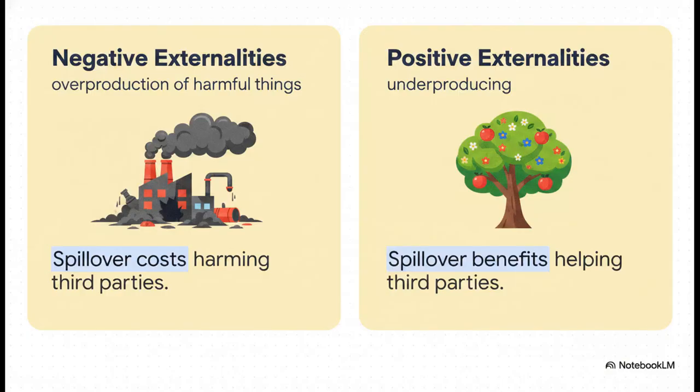So the crucial point here is that these spillovers actually travel on two parallel tracks. First, we've got negative externalities. These are the spillover costs that actively harm a third party. And because the producer doesn't have to pay for that harm out of their own pocket, the free market actually tends to overproduce these harmful things. But on the flip side, we have positive externalities. These are spillover benefits that help a third party. Since the producer isn't getting paid for providing those extra benefits, the market tends to underproduce them. Basically, we're talking about bad surprises and good surprises.